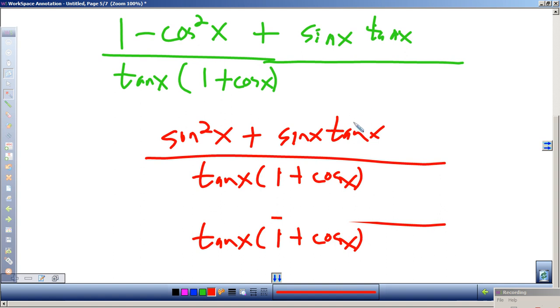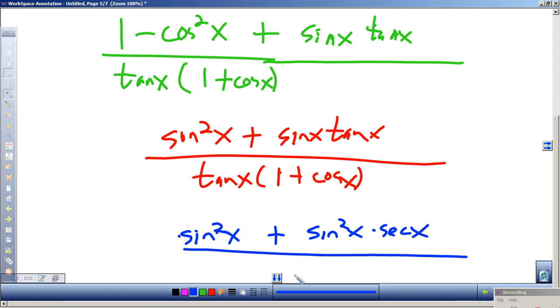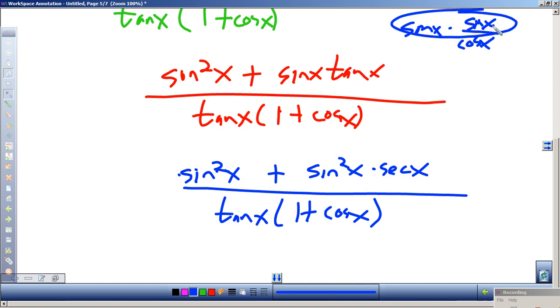Okay? So it's just changing sine over cosine. And that will give us a sine squared here. So you have sine squared x plus sine squared x times secant x over tangent x 1 plus cosine x. Anybody get stuck on that step? Okay, so I have sine x times sine x over cosine x. That's what this is, right? And this gives me the sine squared, and that leaves me with 1 over cosine.